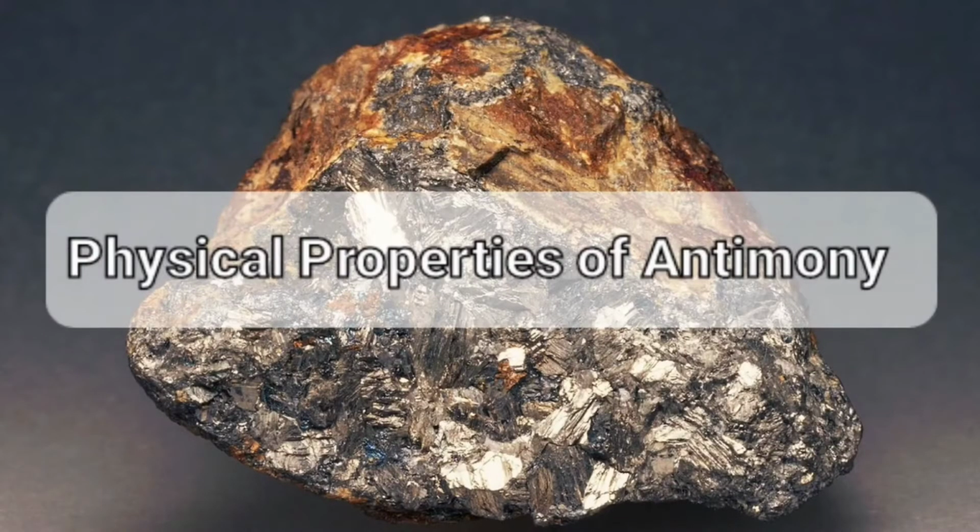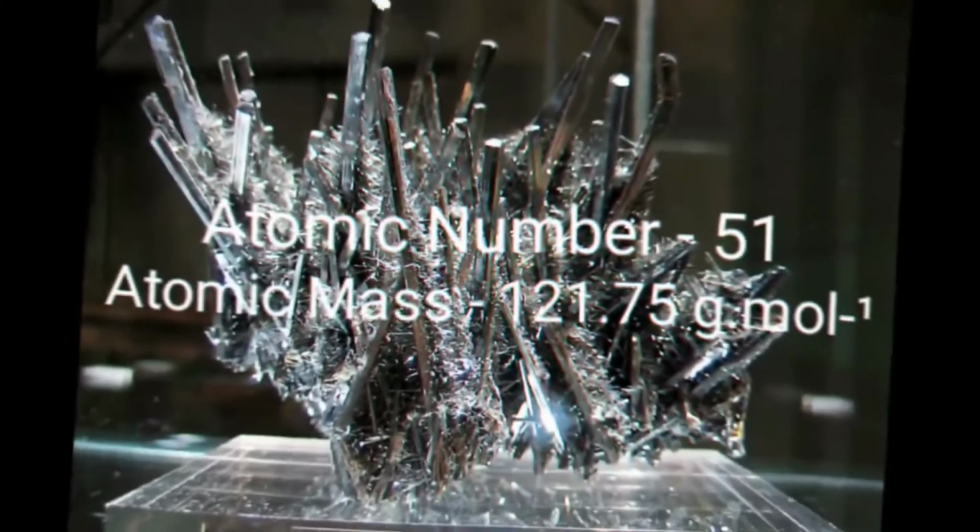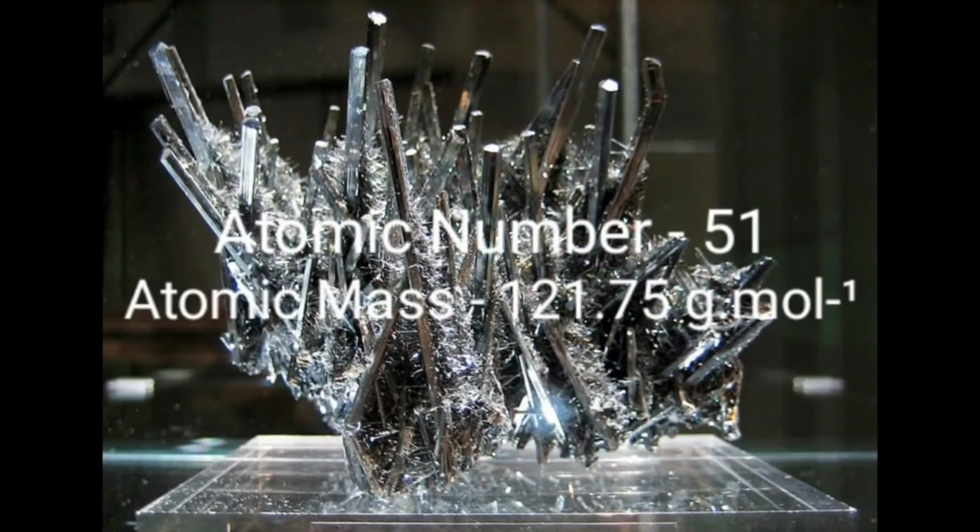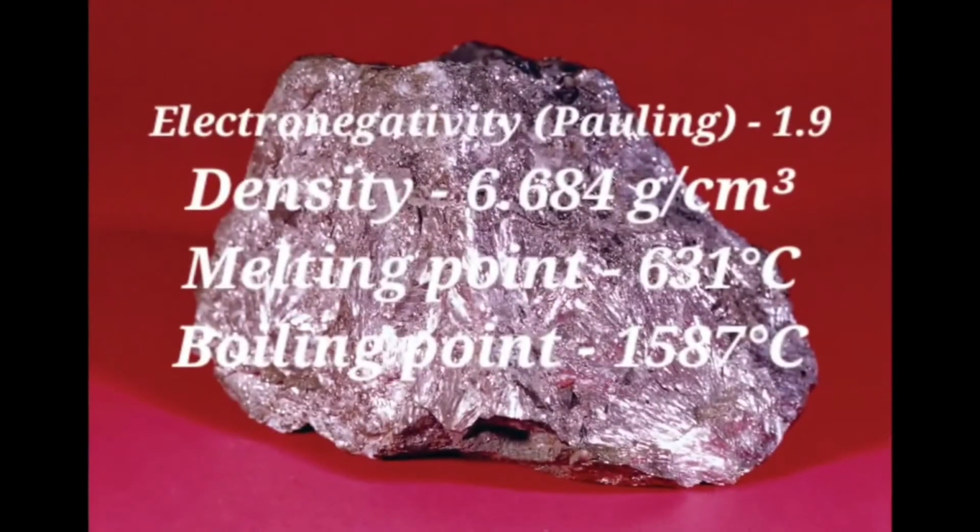Now we are going to talk about the physical properties of antimony. The atomic number of antimony is 51. The atomic mass of antimony is 121.75 grams per mole. The electronegativity according to Pauling is 1.9. The density of antimony is 6.684 grams per cm3. The melting point of antimony is 631 degrees Celsius.